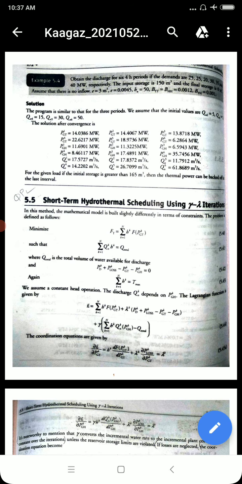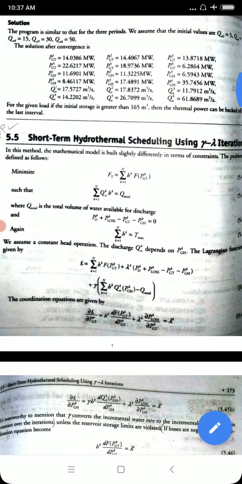The first part is minimizing F_T. Our main intention is to minimize the fuel cost of the thermal plant when water availability is there, when hydel plants are working, in a combination of hydrothermal plants. So, minimizing F_T, which is the summation of h_k into f of P_GTk. You know these things.